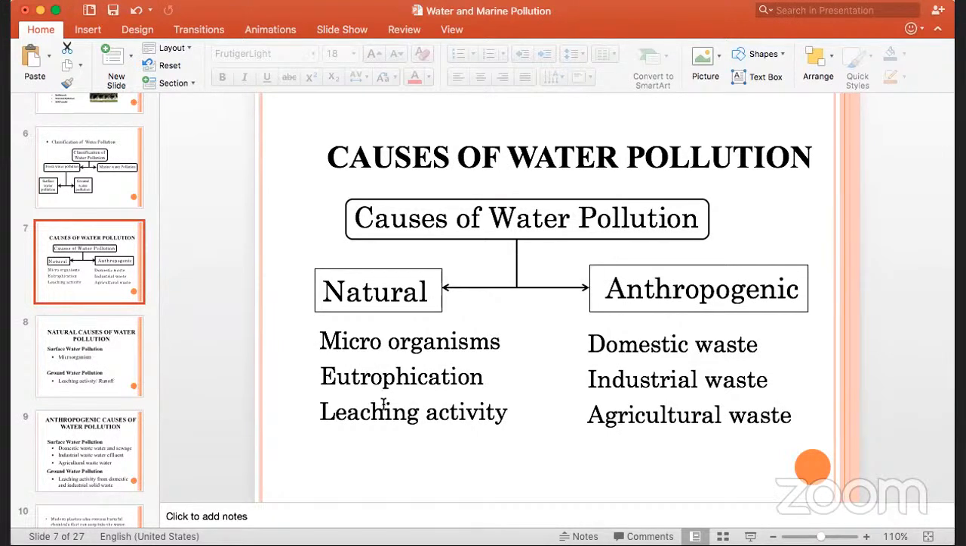Then there is leaching activity. You know that if naturally the soil is contaminated with certain chemicals or certain products, they also might leach into water bodies which are present adjoining. Now, of course, we know anthropogenic. There is a huge amount of domestic waste, there is industrial waste, and of course, agricultural runoff, right? So that way water gets heavily polluted.